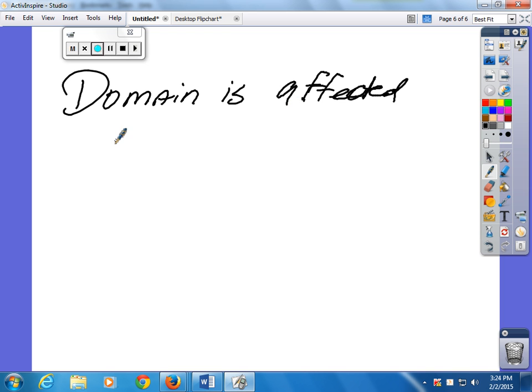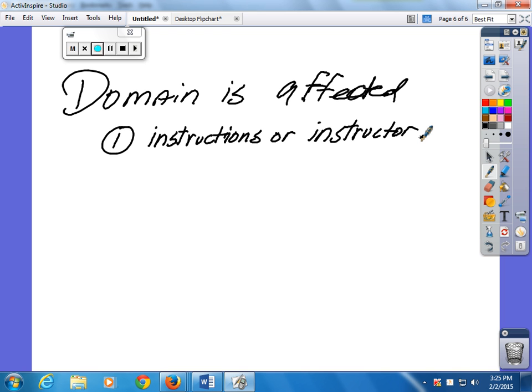I think it's a verb. Domain is affected, 1, by the instructions or instructor. That can't fail. Meaning that the instruction tells you graph the following function from negative 10 to positive 10. The range has been affected because what is affected? The domain is affected.